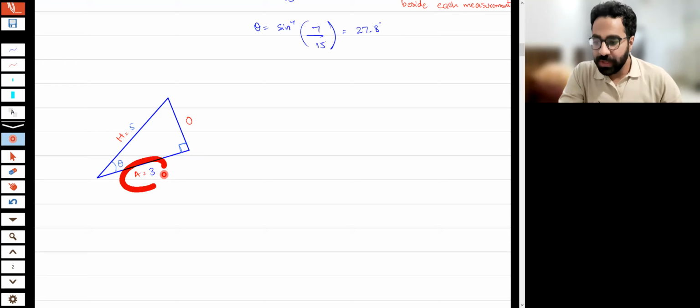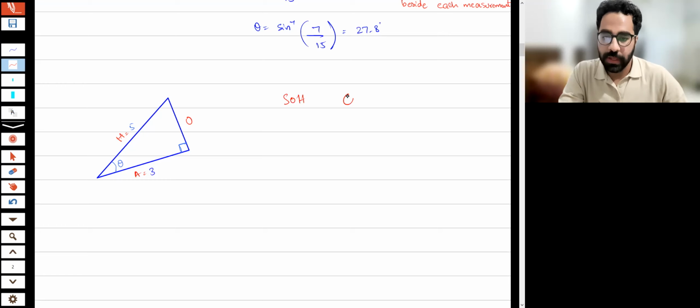So I have been given the adjacent and the hypotenuse, and I have been asked to find this angle theta. Now I need to think which trigonometric ratio I have to use from soh, cah and toa. I have been given the adjacent and the hypotenuse, so I'll be making use of cah.